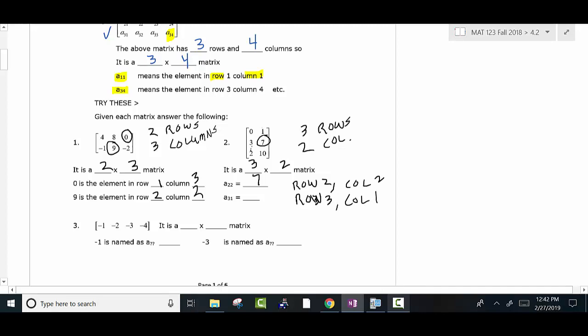Okay, so that element would be 2 like that. Everybody with me okay? Just definition stuff. Okay, how about the next one?